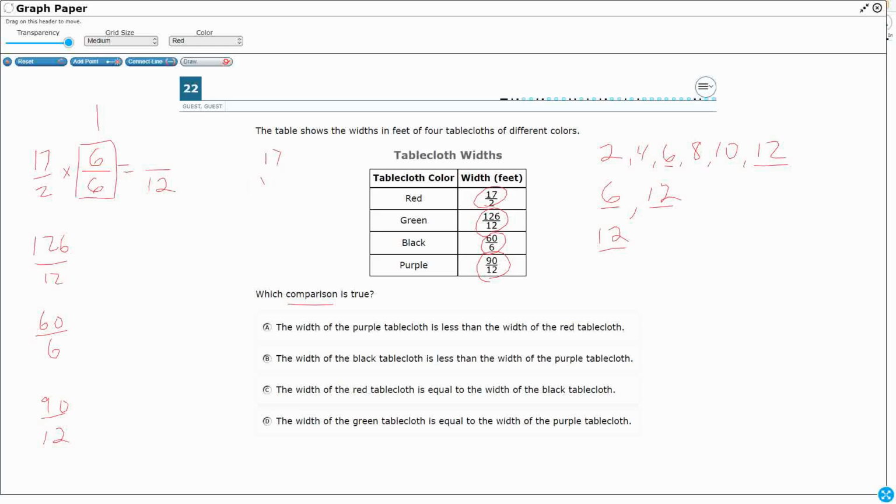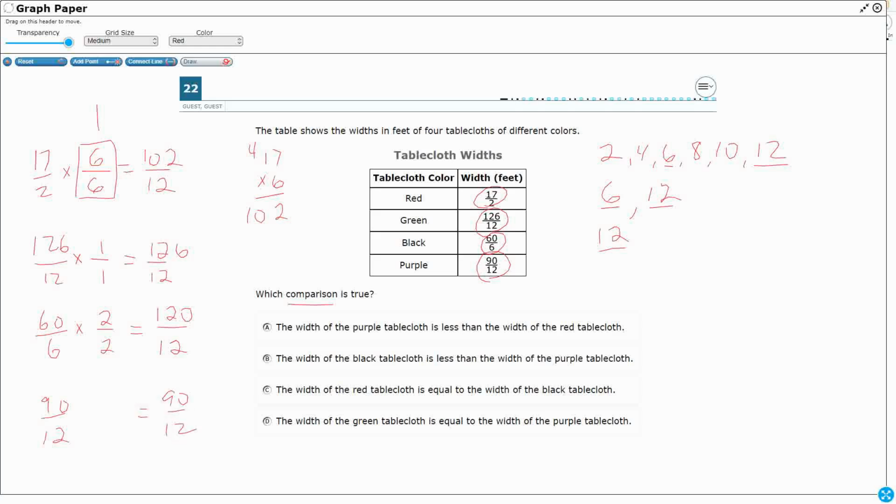Now, 17 times 6 is going to be a big one. So that's going to be 42. All right, so that's 102. So 102 twelfths. It's already twelfths, but if you want, we could do it. And you'll see that 12 times 1, right, nothing changes. So 60 over 6 times something is going to make something over 12. 6 times what makes 12? That's 2. All right, so that's a little bit easier, 120. And then that 90 twelfths is fine.